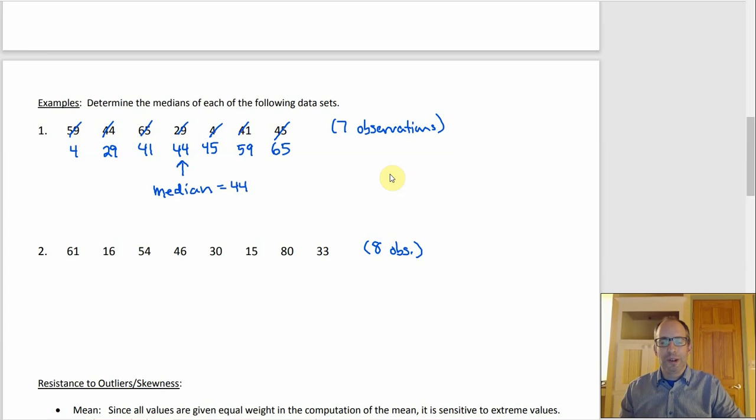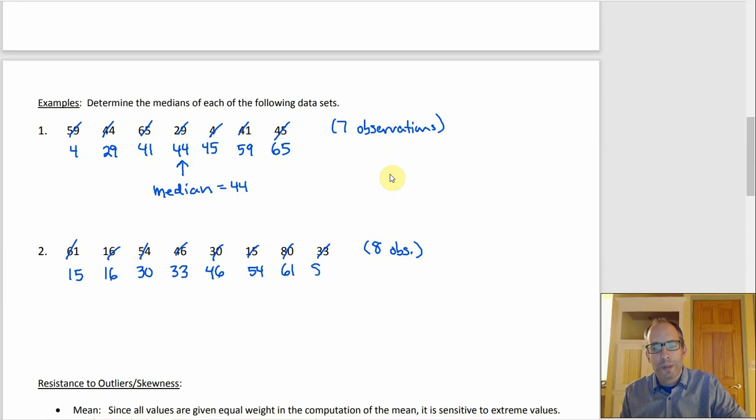With an even number, I mean, this isn't really going to be too intense either. I guess, let's see, 15 and 16 are the smallest. So 15, then 16. Nothing in the 20s. Then we got a 30 and then a 33 in the 30s. In the 40s, we got a 46. 50s, we got a 54. Then other than that, all we got left is 61 and 80. So 61 and then 80.